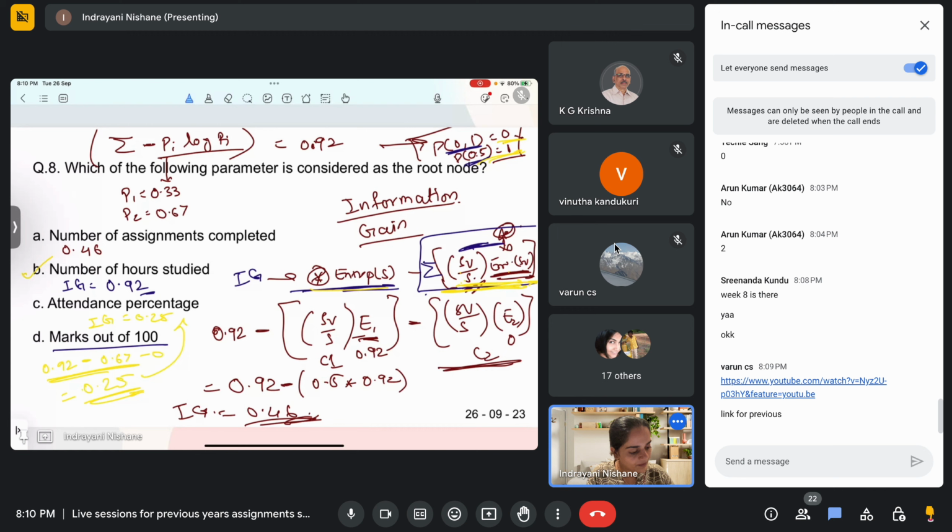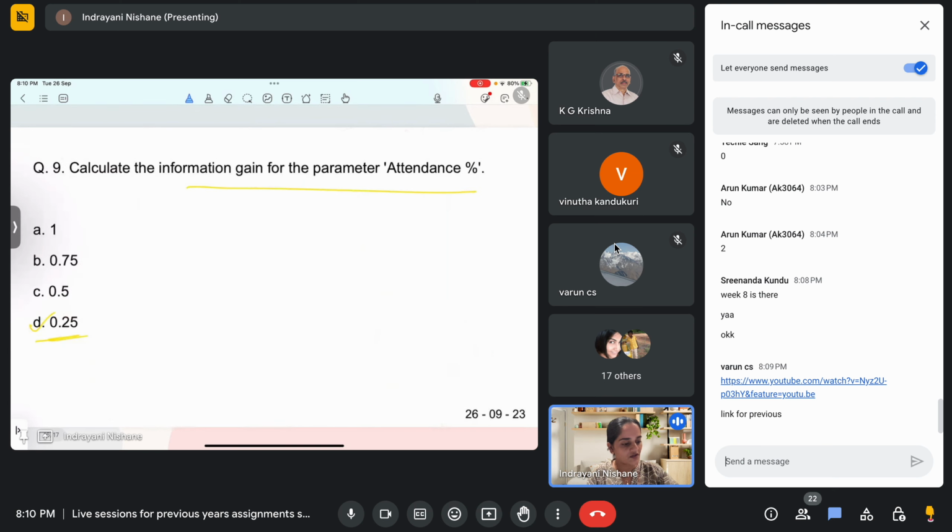So here the entropy value is 0.92 minus 0.67, and this 0 is because the probability was 1, so entropy was 0, so the whole term becomes 0. Now this 0.92 minus 0.67 gave us 0.25. So this was the answer, 0.25.